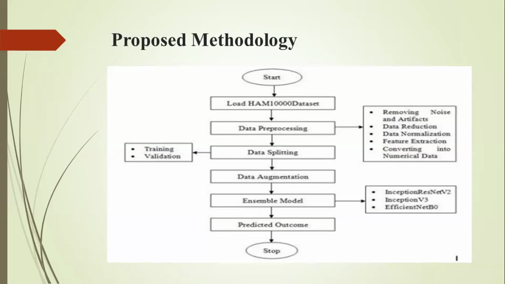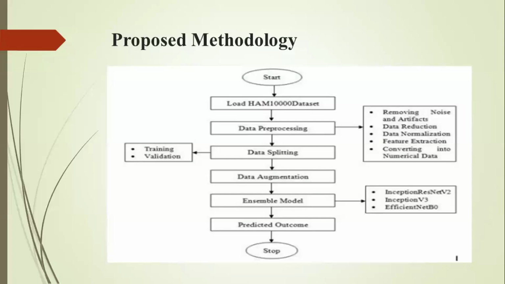Initially, the existing data set contains both malignant and benign images. Step one is to remove noise and artifacts to get clearer images. Then data reduction, after that data normalization and feature extraction. After that I converted all the data into numerical data, and then did data splitting and augmentation, and I prepared one ensemble model.